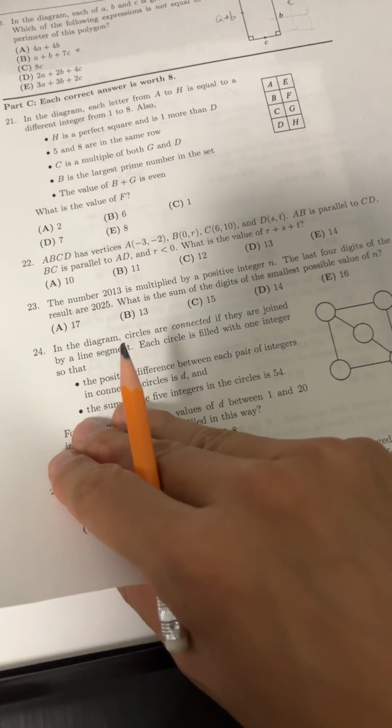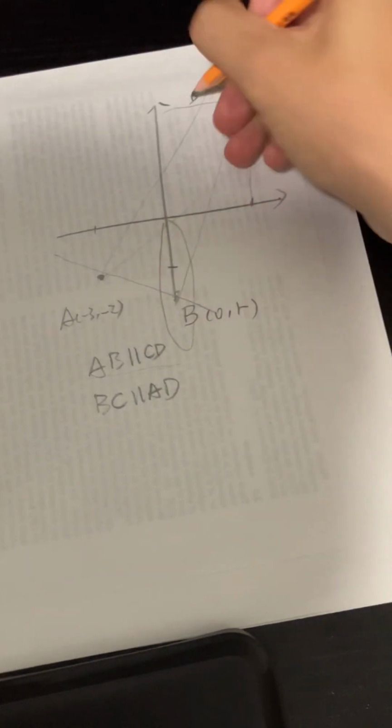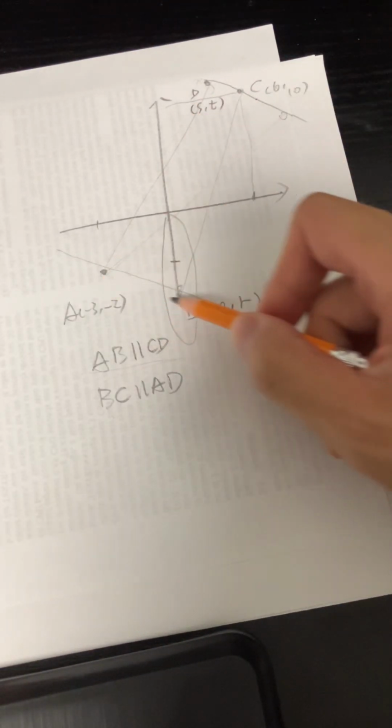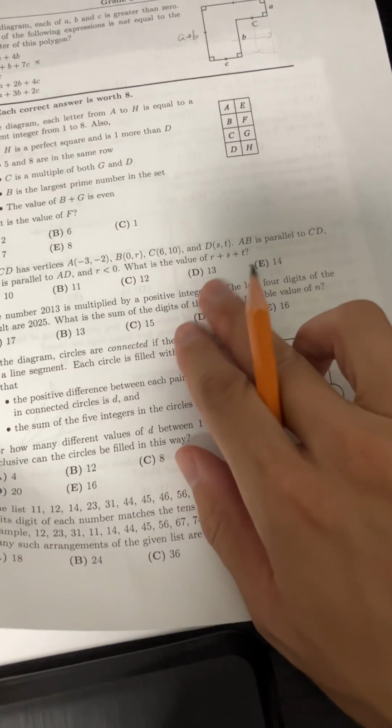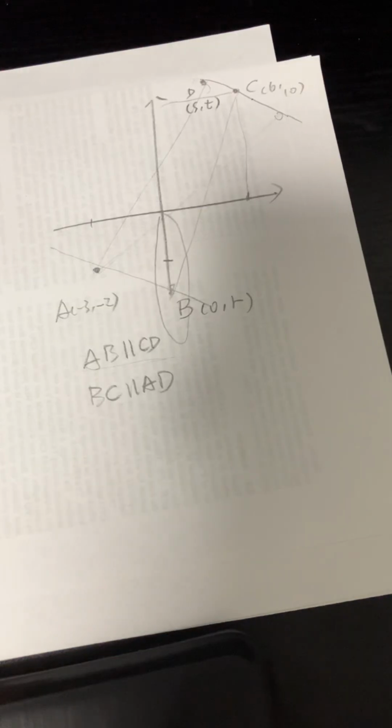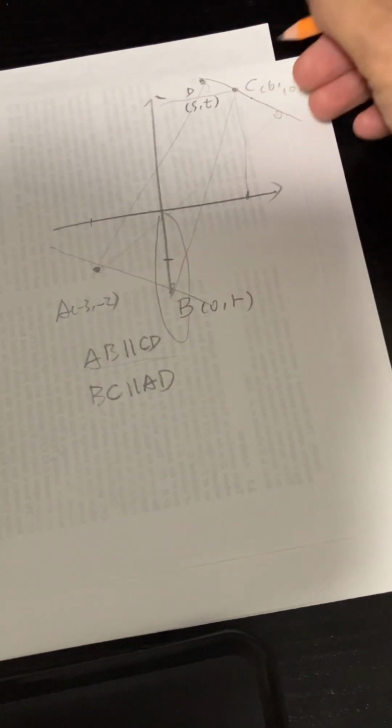And so here is AB and CD. And what is B? B is (0, R) and D is unknown, (S, T). And this is a parallelogram because opposite sides are parallel to each other. We want to find the value of S plus T plus R. So what do we do in this case? Actually, this is maybe the fastest way.